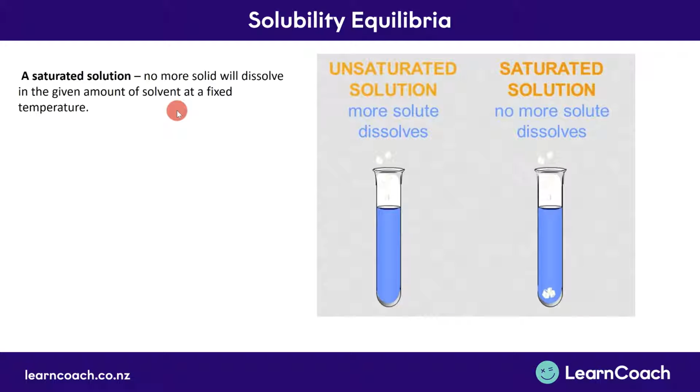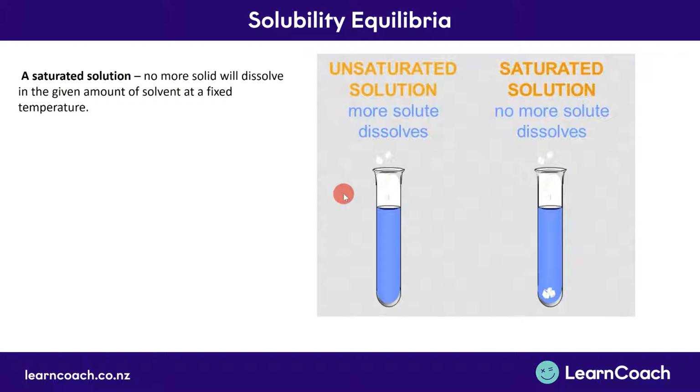So, moving on to the first concept of solubility equilibria, the saturated versus unsaturated solution. The definition of a saturated solution is that no more solid will dissolve in the given amount of solvent at a fixed temperature. This sounds a wee bit like jargon, so I'll try and explain it more simply. An unsaturated solution is a solution that is not full of a pair of ions.